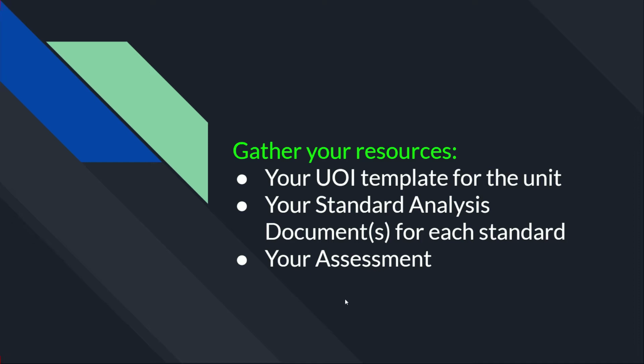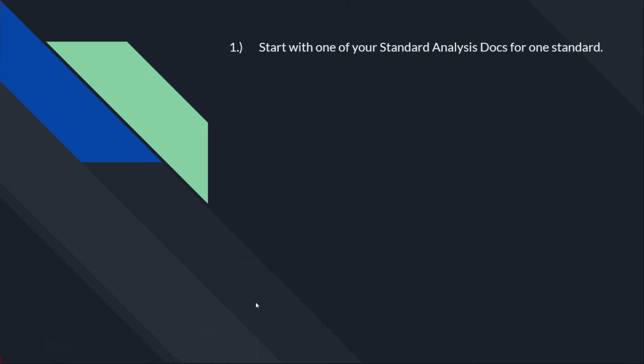Your UOI template for this unit. Then, for this unit, get your standard analysis document that you did for each standard in the unit. That was the document that you highlighted the verbs in yellow, and you have the I can statements. And then get your assessment that you wrote for this particular unit. So what are we going to do with those things?